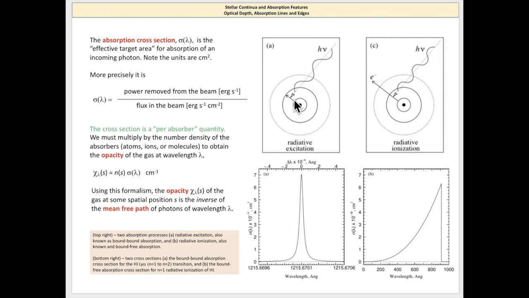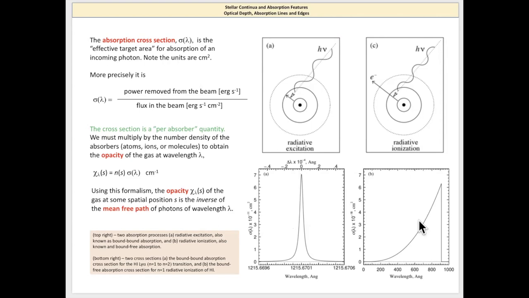If I wanted to know what it was for Lyman beta, 2 to 3, it's a different cross-section. It will have basically the same shape, but it will be centered at a different wavelength and have a slightly different width. Or the Balmer, H alpha, 2 to 3. It will be a cross-section that looks like this. It will be centered at 6563 angstroms, and it will have a slightly different width but the same shape. It might have a different height, like the cross-section might have a different peak level. So each transition has a cross-section, and each ionization has its own continuum cross-section.